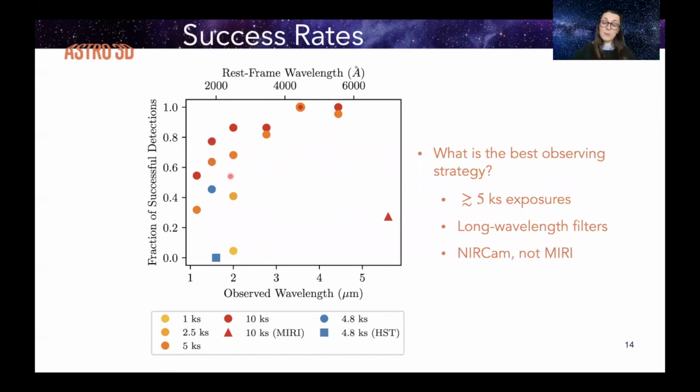Finally, we also consider MIRI, which is shown here for the shortest wavelength filter. We find that MIRI in this filter has a success rate of less than 30%, and longer wavelength MIRI filters will have lower sensitivity and are likely to perform even worse. So what we find is that really NIRCam is the way to go in terms of getting a lot of successful detections of host galaxies.